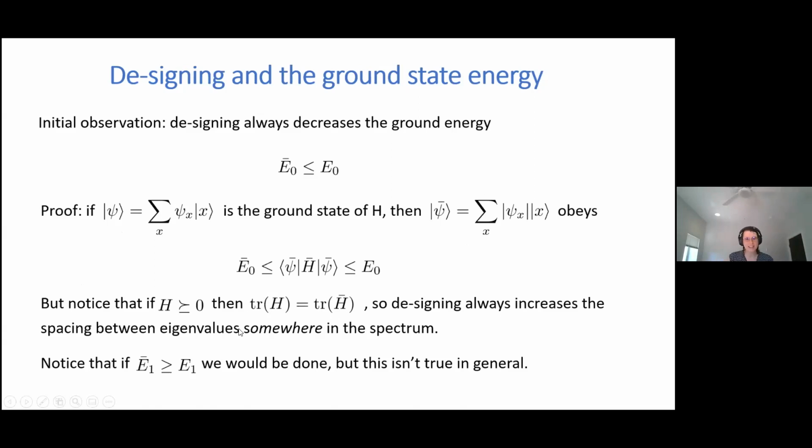And so if you think about this, you have all of these positive numbers that have to add up to the same value, but the lowest one has gotten smaller, right? And so designing must always increase the spacing between the eigenvalues somewhere in the spectrum. Okay. Now, if we could show that designing raises the first excited state energy, then we would be done. We would just show that the gap always gets bigger. But it turns out that this is not quite true in general.